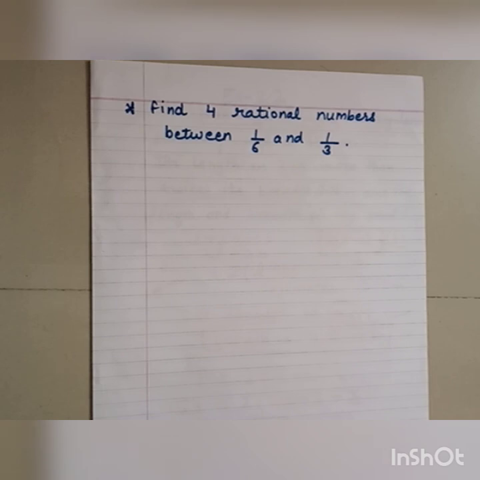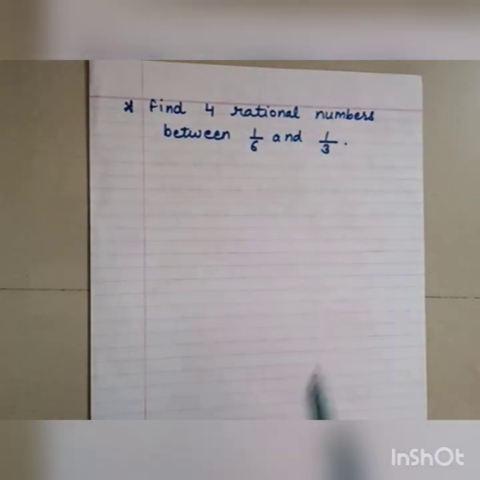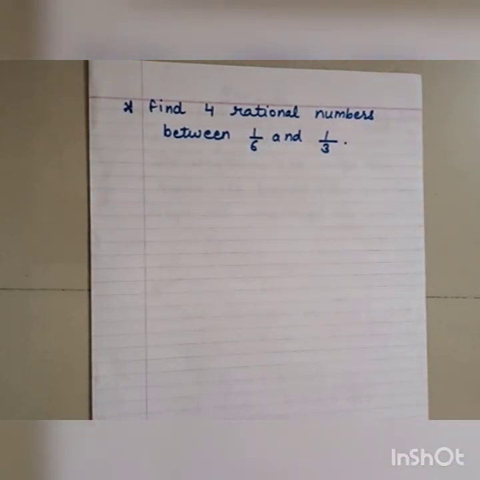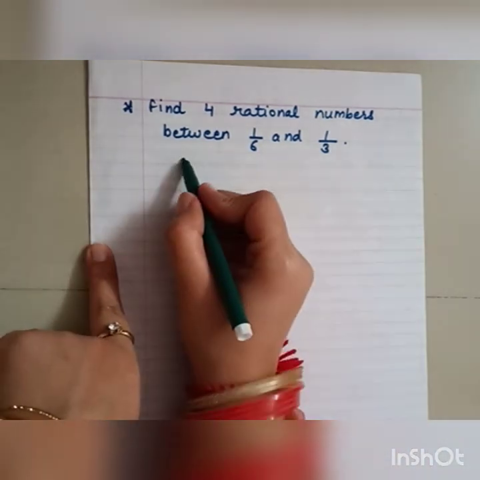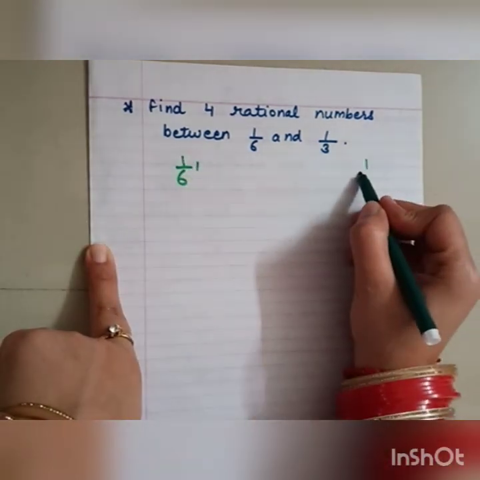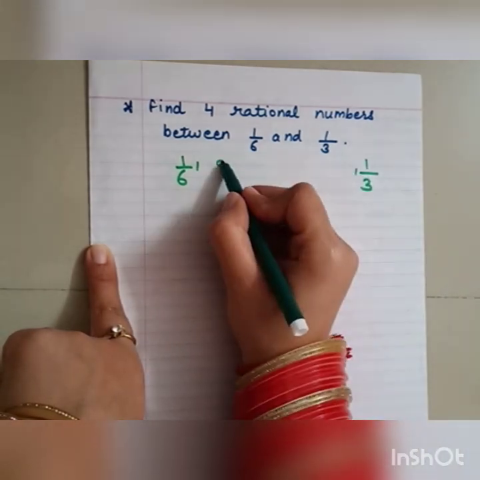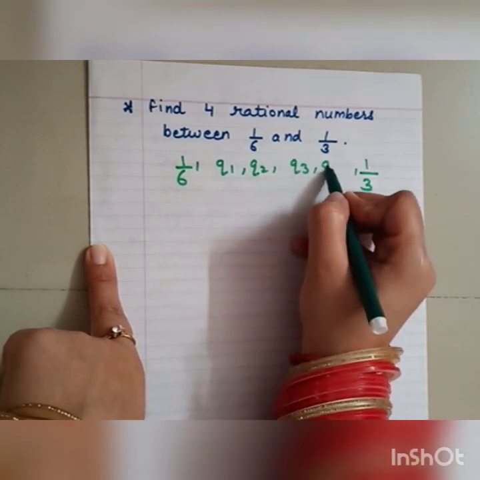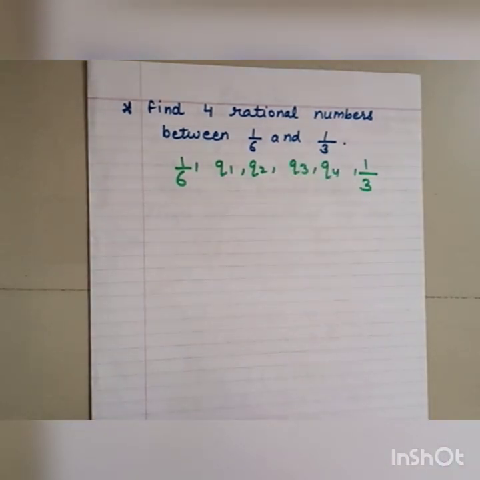Okay, in this, 1 by 6 and 1 by 3 both are rational numbers, and you see the denominator is greater than the numerator, means the numerator value is less than the denominator. Now we have to find four rational numbers between 1 by 6 and 1 by 3. So suppose the four rational numbers between these two are denoted by q1, q2, q3 and q4. Four rational numbers are these. Now we have to find the values of these rational numbers one by one.